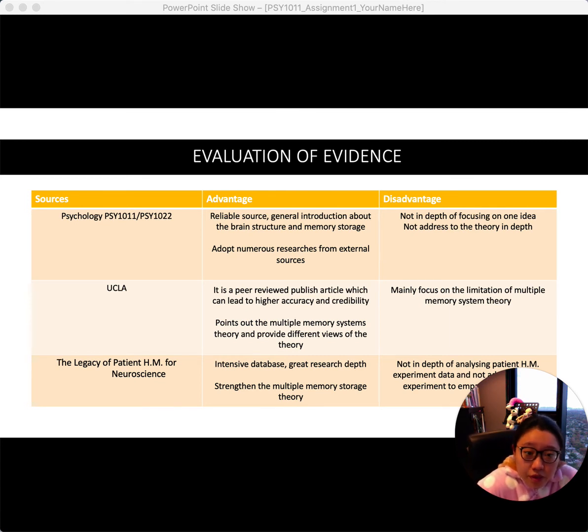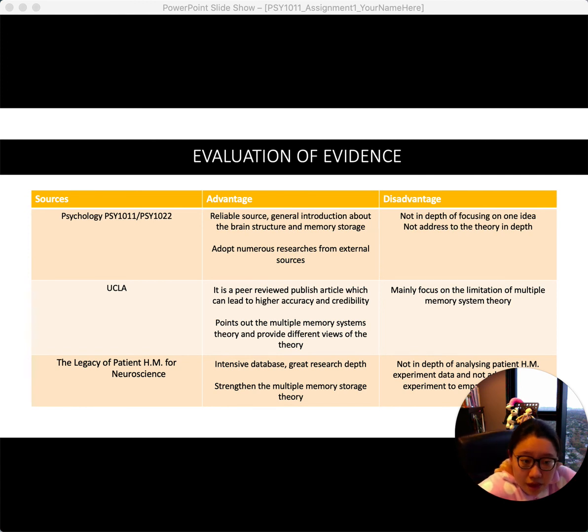It also adopts numerous journal articles from external reliable sources. However, the psychology textbook does not go in depth on the focus idea to address the theory in depth. The second source is the UCLA peer-reviewed paper. This paper is peer-reviewed, which leads to higher accuracy and credibility. It also points out the multiple memory system theory and provides different reviews of the theory. On the other hand, it mainly focuses on the limitations of multiple memory system theory.